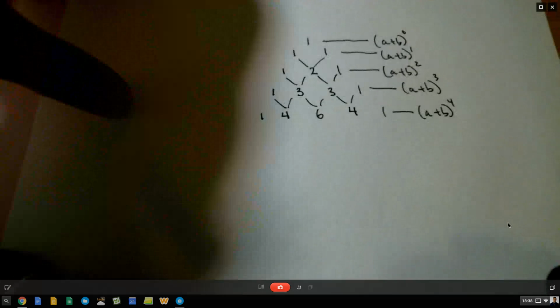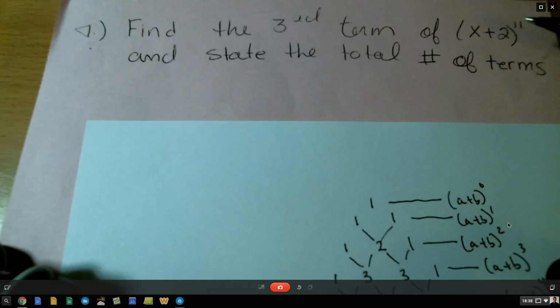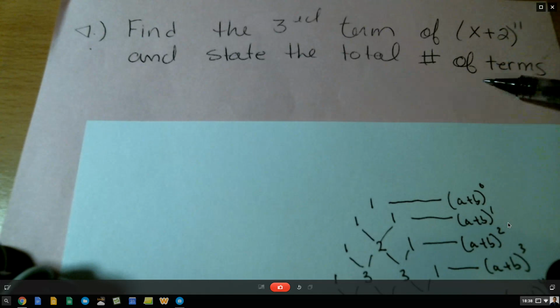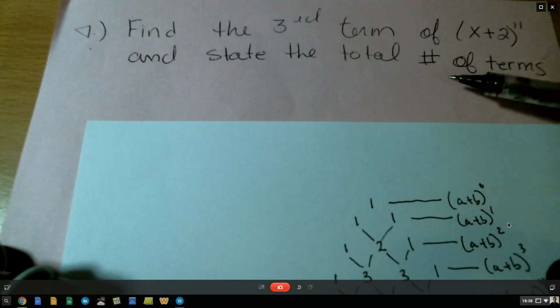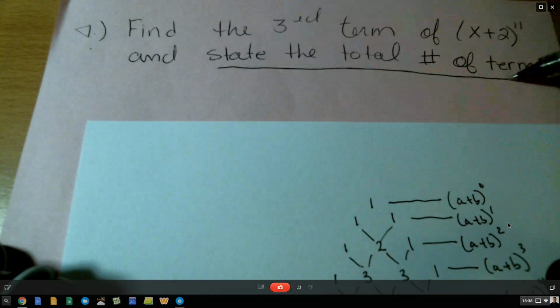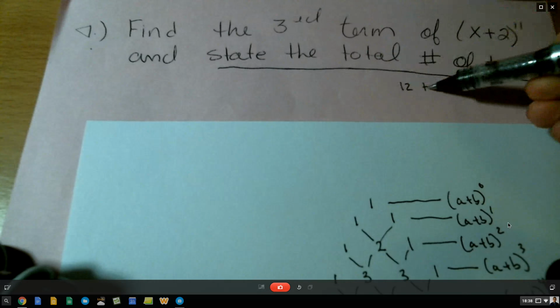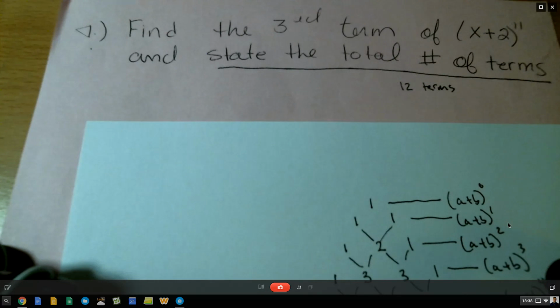So let's look at the question. The question says, find the third term of x plus 2 to the 11th power and state the total number of terms. So if we have 11, then how many terms do we have? It's always whatever exponent we have plus 1, right? So state the total number of terms. We know its total number is 12 terms.